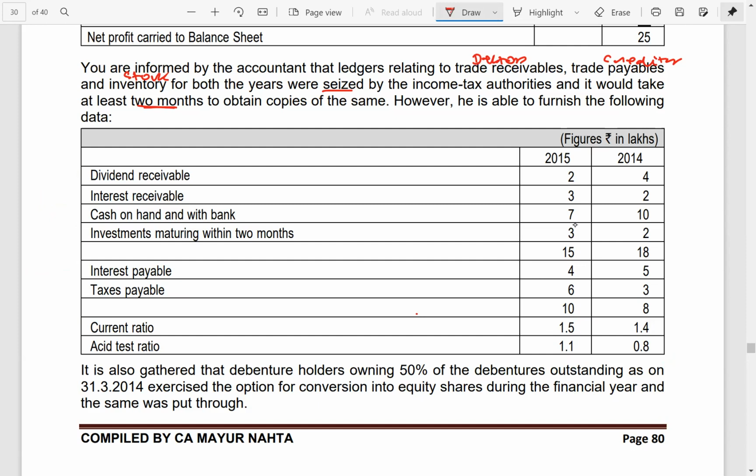Instead of readily giving us the information of debtor and creditor, we will be first using the ratios to determine the missing information and then use those missing information in the ledger accounts of debtor creditor to find out the collections and payments and put it in CFS.